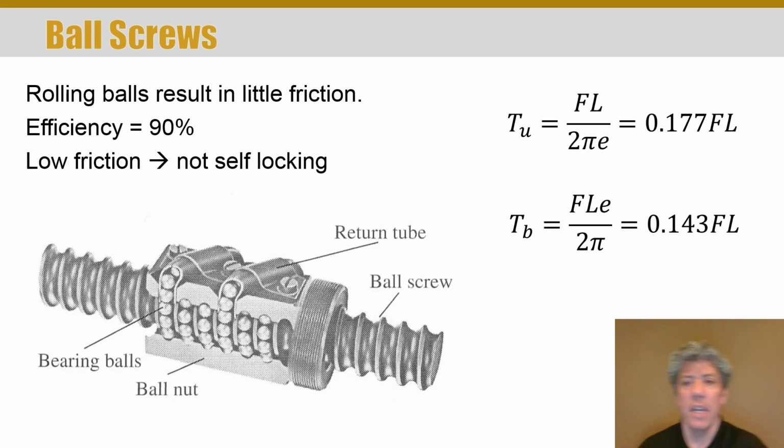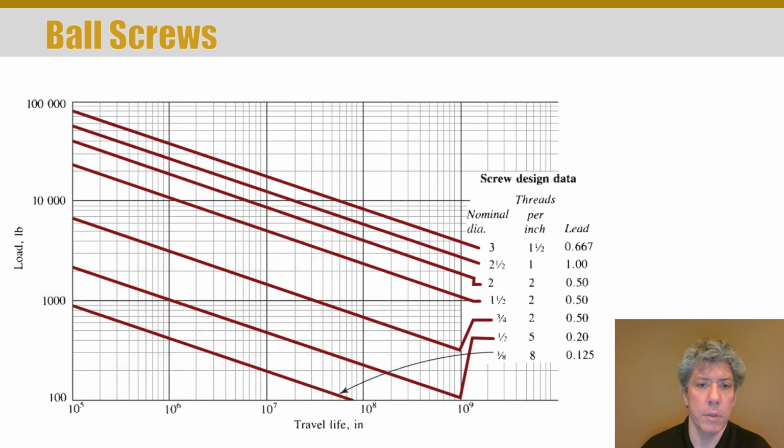In fact, if we assume that the efficiency is 90%, we can simplify the calculation for torque up and torque backward, or back driving it, by these two equations here, where the efficiency E in the equations has been replaced with 90%. So those equations in your text are assuming an efficiency of 90%, which is in the ballpark. It's a very reasonable number for ball screws.